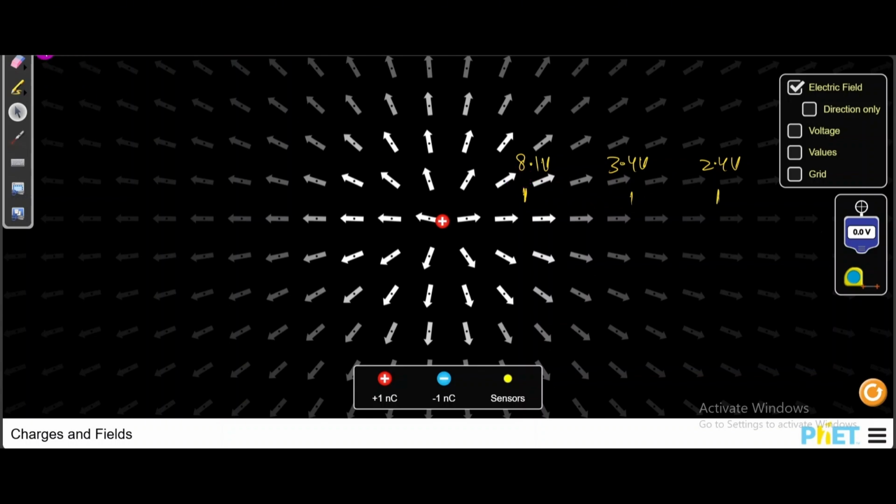And if someone asks you to find the potential difference between these 2 points, let's consider this is point A and this is B. If someone asks you to find the potential difference between point A and point B, then the potential difference is given by VB minus VA. And simply put the value of VB, which is 8.1 volt, minus VA, 3.4 volt. And this is the potential difference.